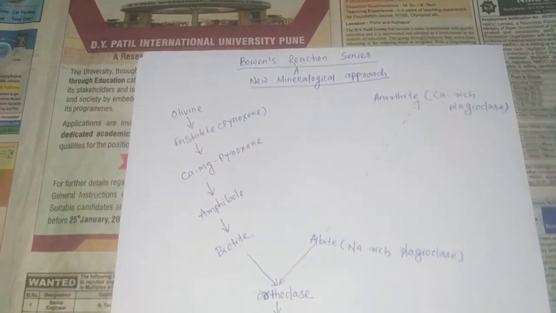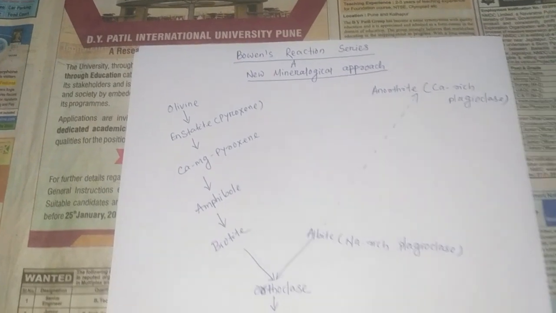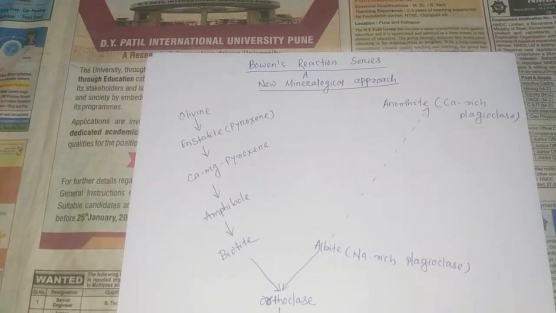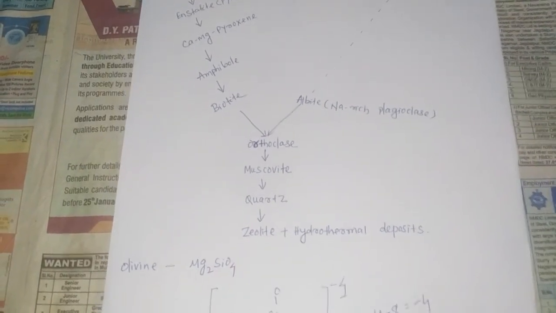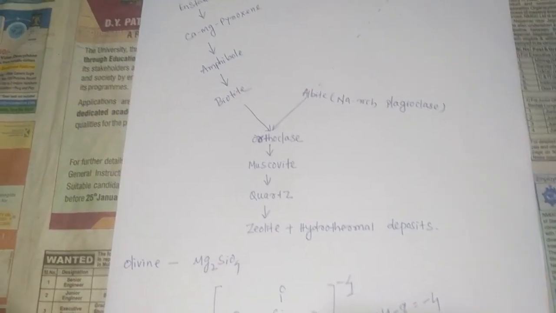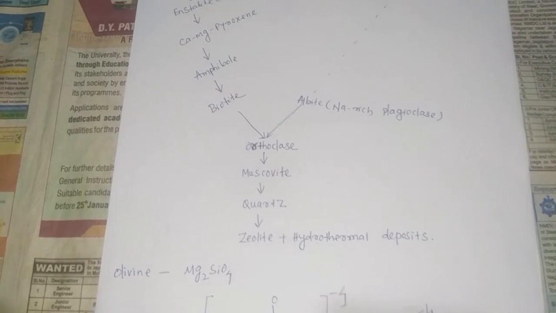So this is a Bowen's reaction series. The left side is the discontinuous one and the right side is the continuous one. And towards the end of the crystallization, we have orthoclase, muscovite, quartz, and zeolite, and some hydrothermal deposits.